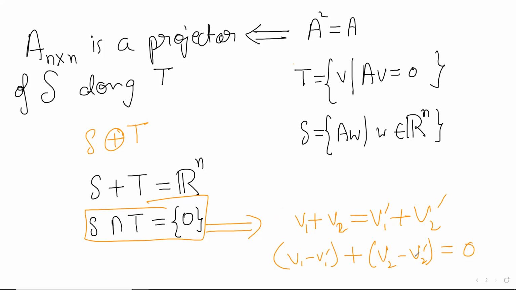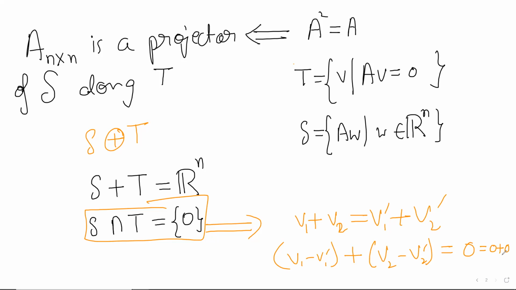No, but then why is it a problem? So 0 equals 0 plus 0, where 0 belongs to S and 0 belongs to T. That is fine. So 0 equals 0 plus 0, and so this is not unique. Or say, if it is unique, then 0 equals V1 minus V1 prime, and 0 equals V2 minus V2 prime.